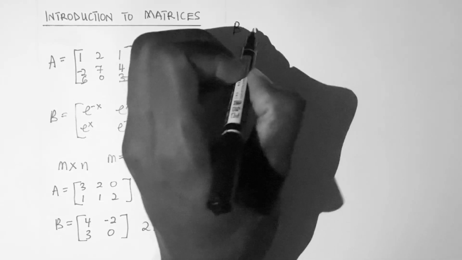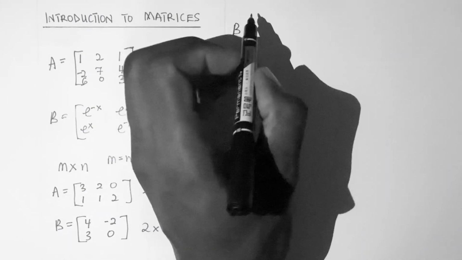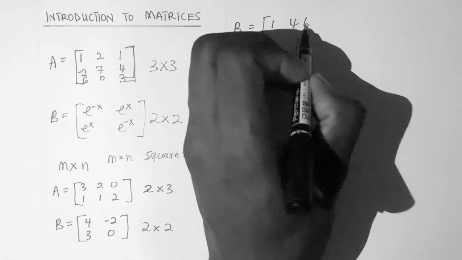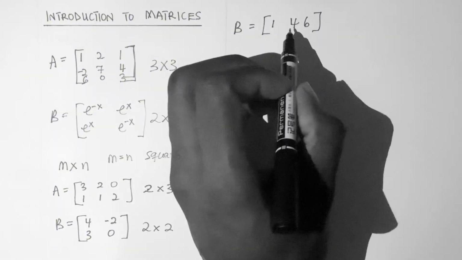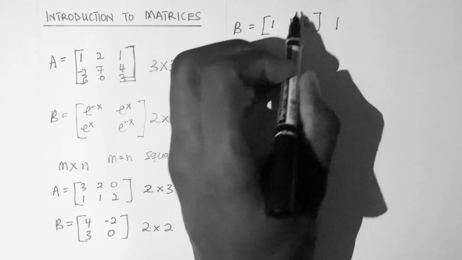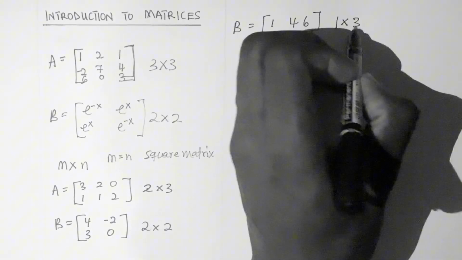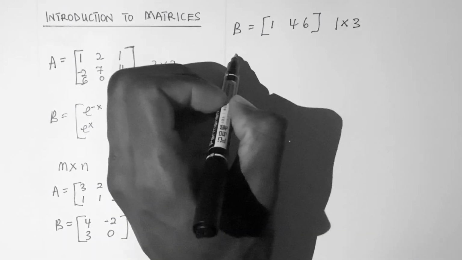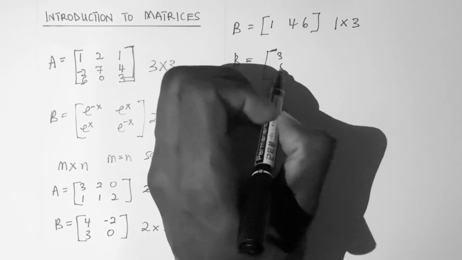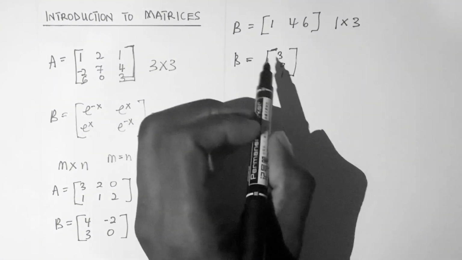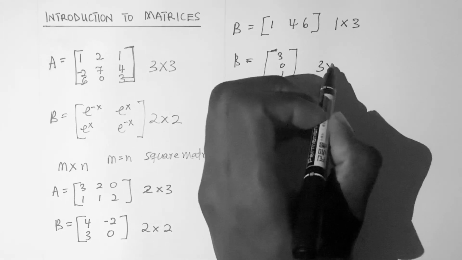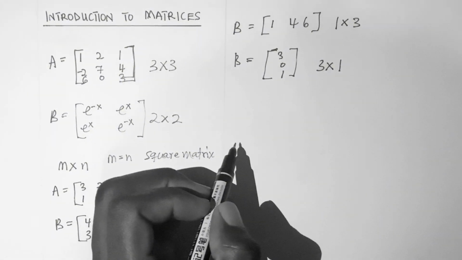So what is the order of the matrix given by B equals, in brackets, 1, 4, 6? You can see that the number of rows of this matrix is 1, and the number of columns is 3. So this is a 1 by 3 matrix. And then let's consider B equals 3, 0, 1. The number of rows of this matrix is 3, and the number of columns is 1. So this is a 3 by 1 matrix.